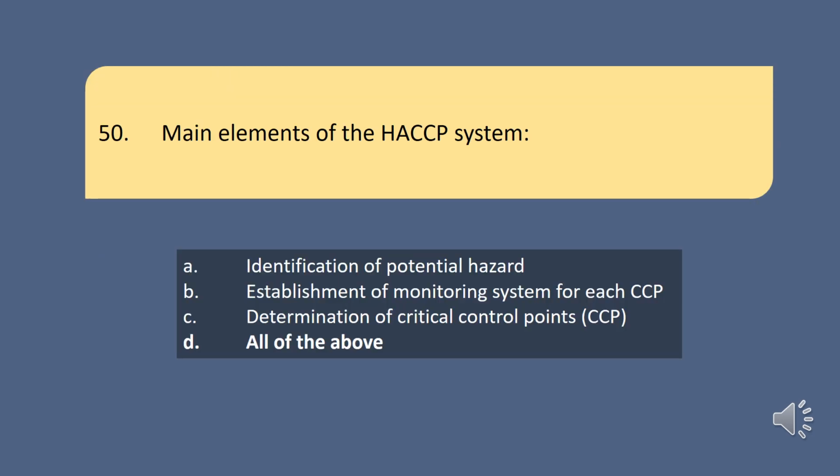50. Main elements of the HACCP system. A. Identification of potential hazard. B. Establishment of monitoring system for each CCP. C. Determination of critical control points, CCP. D. All of the above.